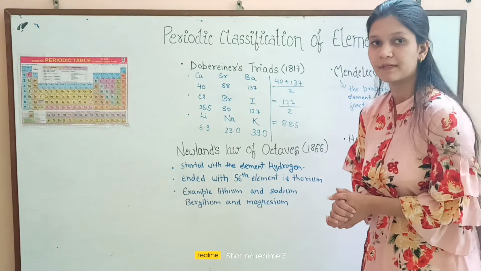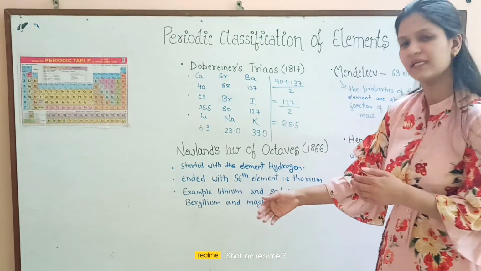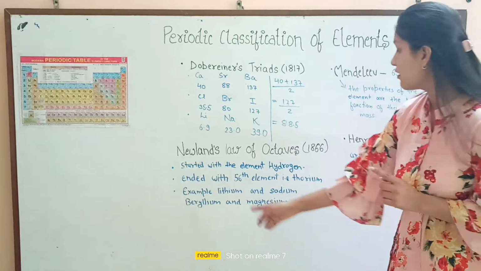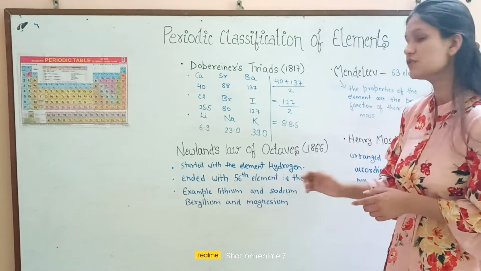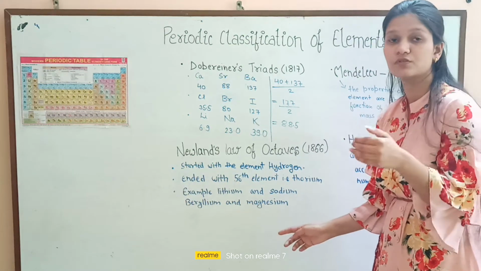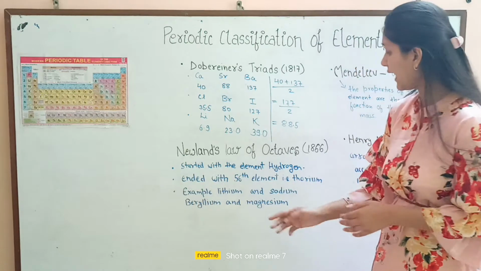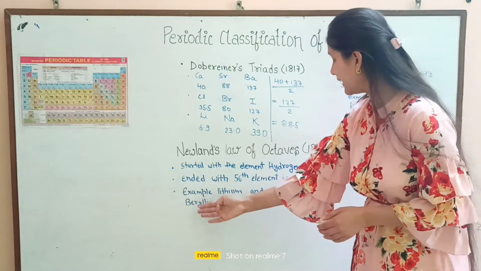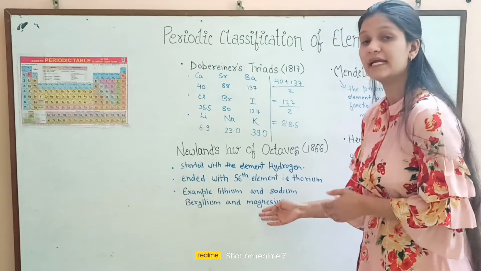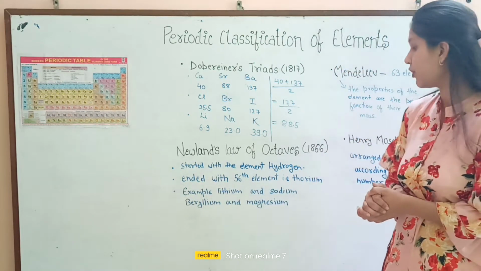That's why this law is named Newlands' law of octaves. If we take examples, there are basically more than 2, but here we will discuss 2 examples. First one is lithium and sodium, as sodium is the 8th element which shows the same properties as lithium. And the second example is beryllium and magnesium. Magnesium is the 8th element after beryllium which shows the same properties.